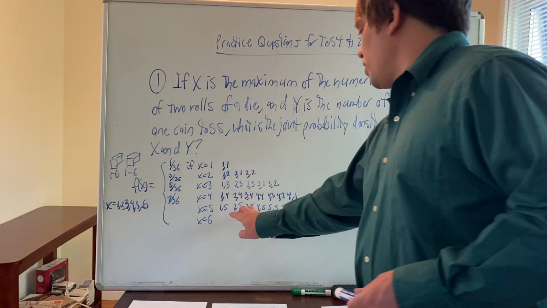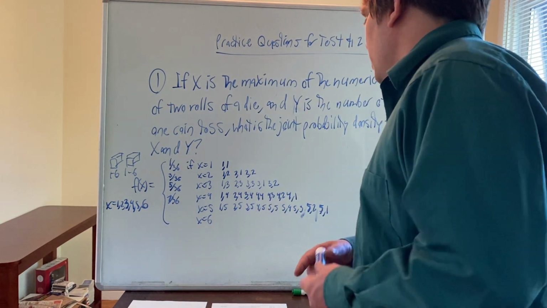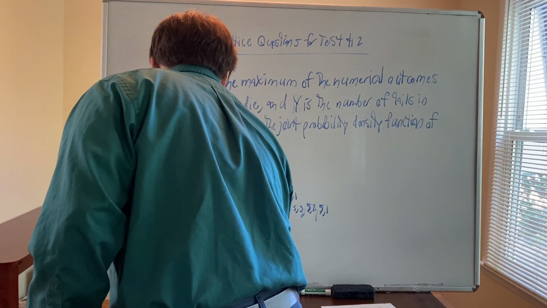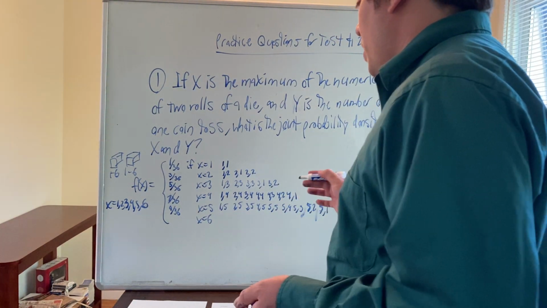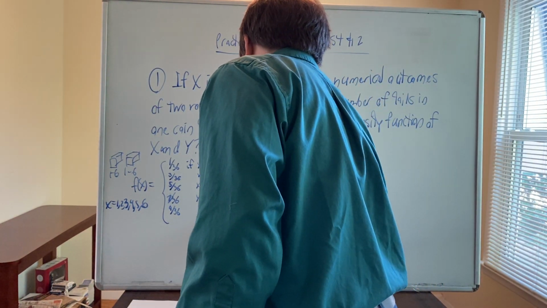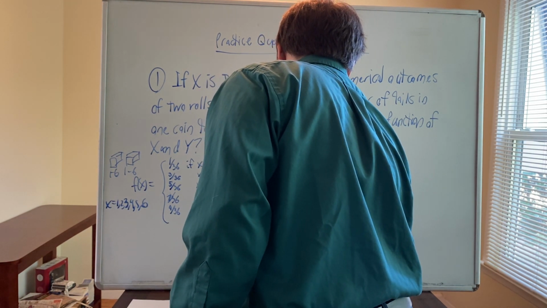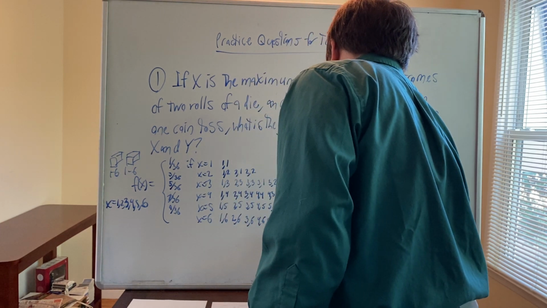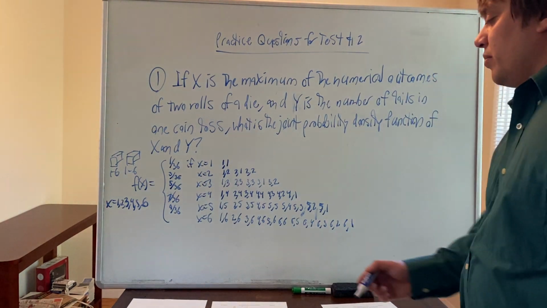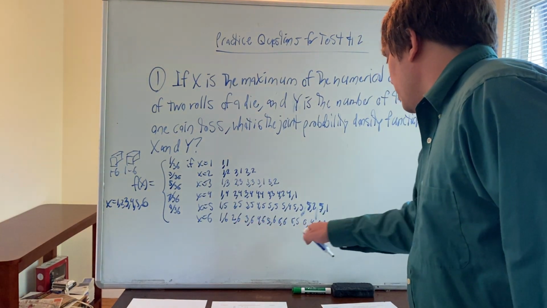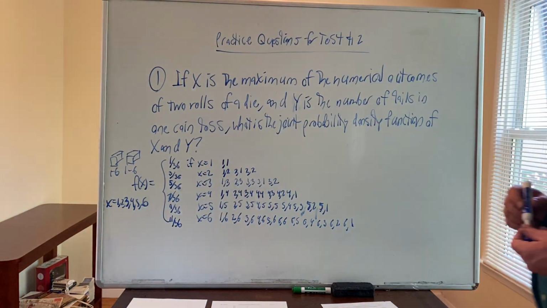Those are 1, 2, 3, 4, 5, 6, 7, 8, 9, so 9 out of the 36 ways. 9 over 36 is the probability the max is a 5. And what's the probability the max is a 6? You could have a 1 then a 6, a 2 then a 6, a 3 then a 6, a 4 then a 6, a 5 then a 6, a 6 then a 6, a 6 then a 5, a 6 then a 4, a 6 then a 3, a 6 then a 2, a 6 then a 1. That's 11 over 36, the probability that the max is a 6.